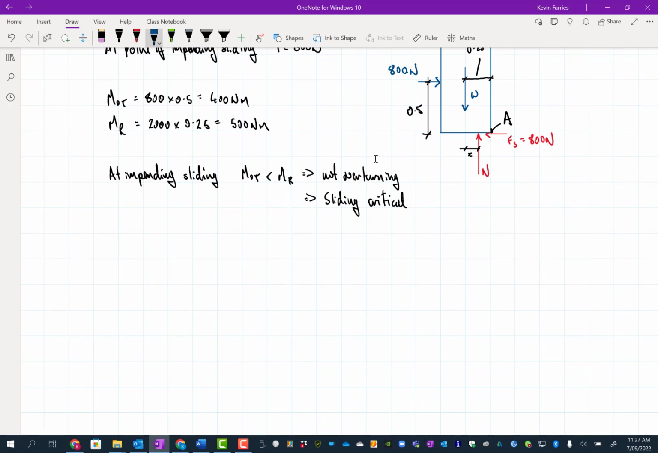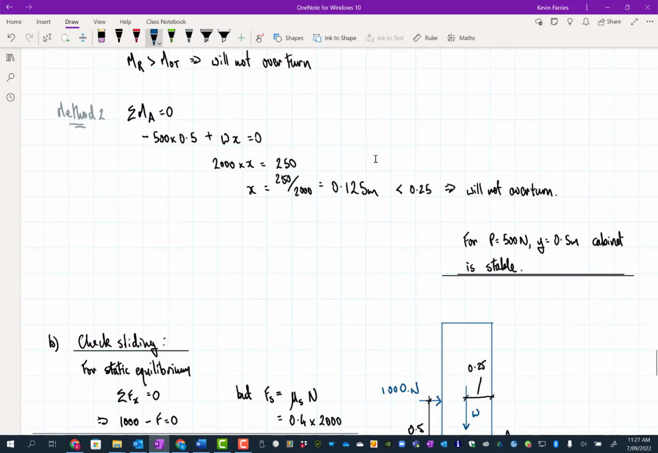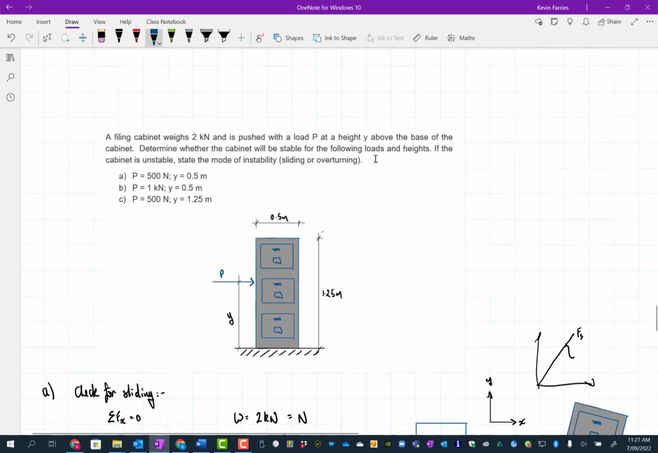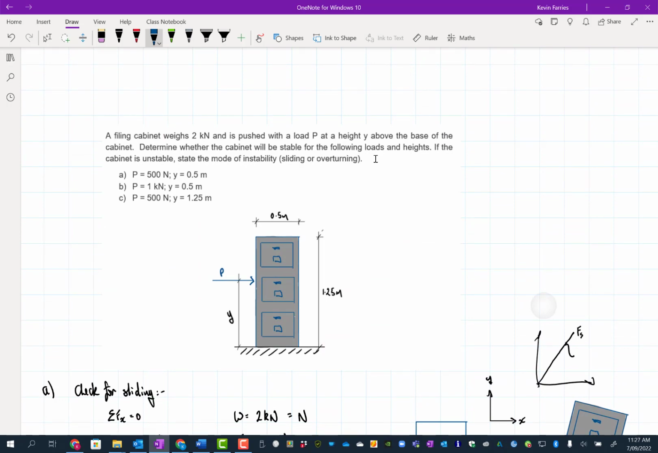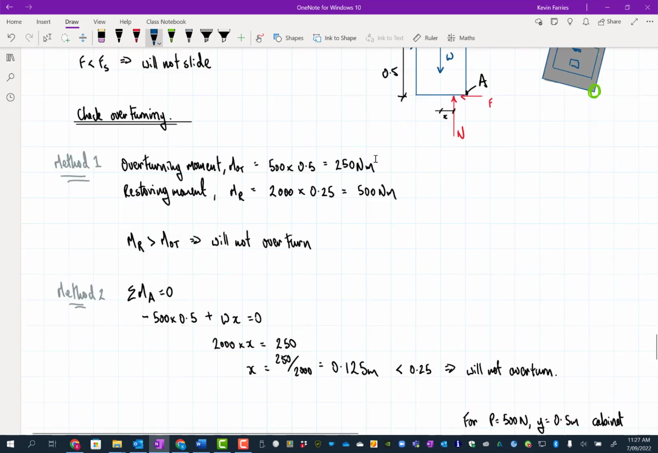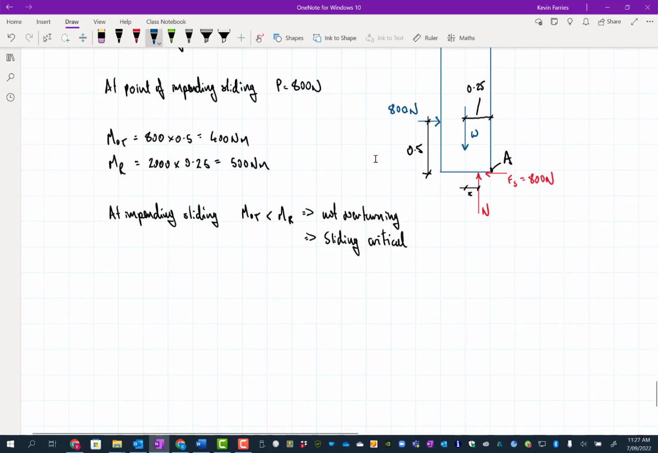And so what would we say? You need to go back and figure out what the question was asking us again. Determine if stable. If it's unstable, state the mode of instability. And so we'd say for P equals 1,000 newtons at y equals 0.5.